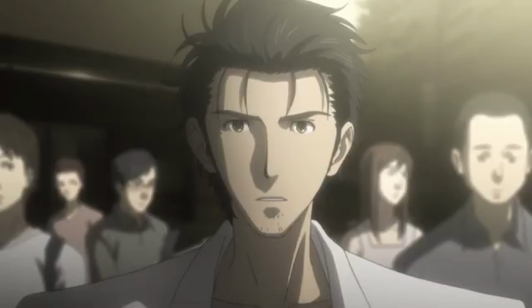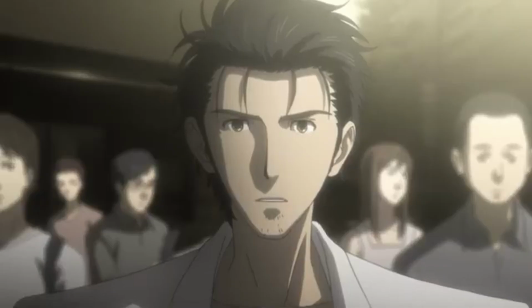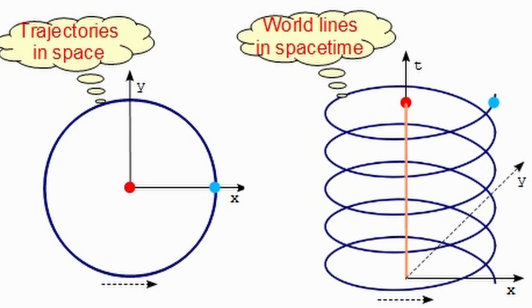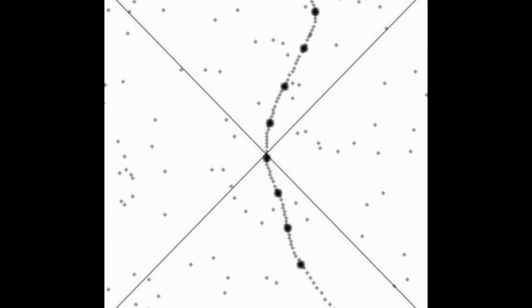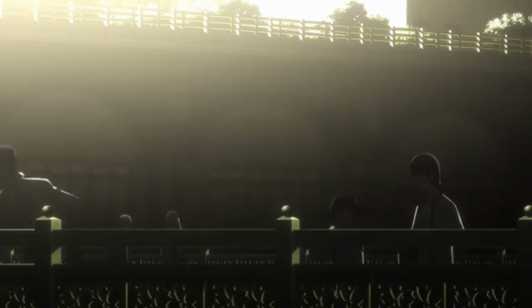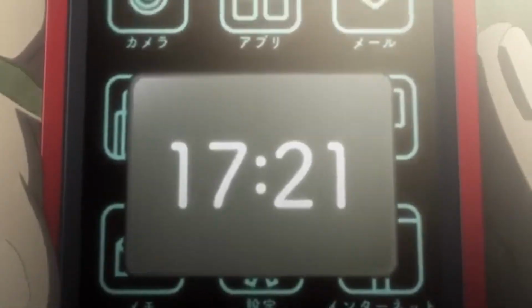These paths are what we call world lines in science fiction, and sometimes in actual physics. In real science, a world line is the path that an object traces through space and time. For a person, it's your life story, where you were and when. In Steins Gate, each decision point causes a branch in time, a new world line. It's like a giant tree of infinite timelines. You're on one branch, but others exist, ones where you made different choices.